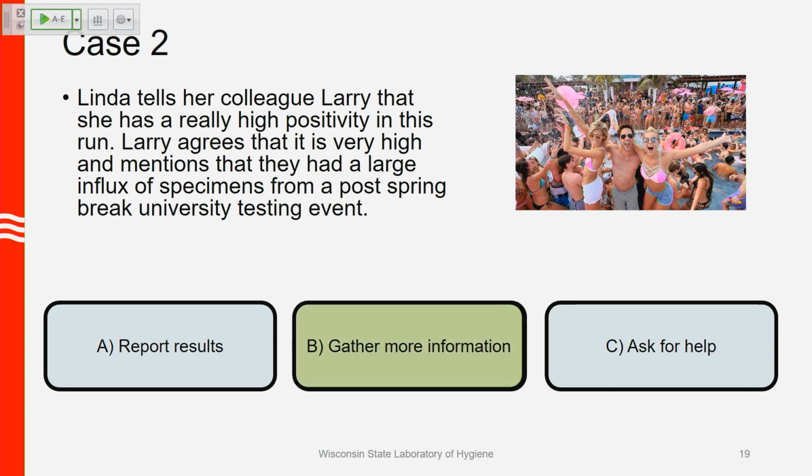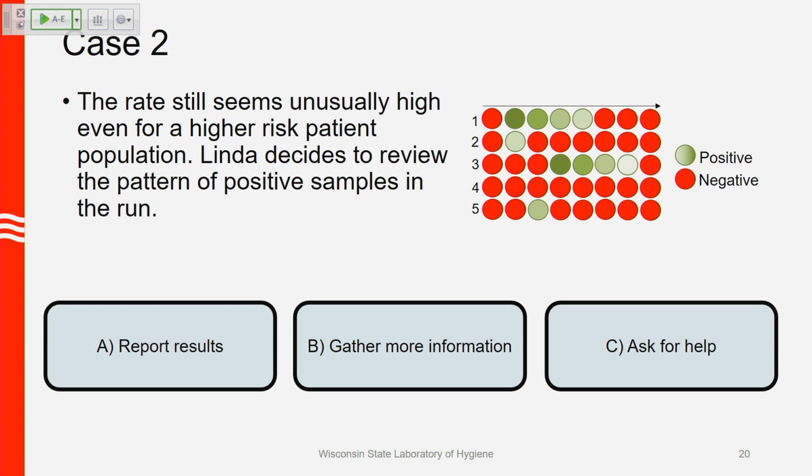So Linda decides she's still not totally satisfied. She's going to gather a little bit more information. The rate still seems unusually high to her, even for a high-risk patient population. She knows that those rates can be different from those different patient populations. But she decides to review the pattern of positive samples in the run to see if there's anything suspicious.